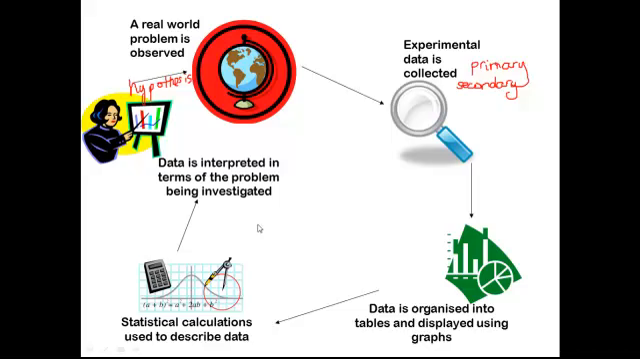Once we summarize the data, we then interpret it with respect to the problem that we first observed. So we might look at whether or not the data supports our hypothesis, or maybe actually our hypothesis was wrong and we need to go back and rethink what we were thinking. And from that, you'll see I've drawn another arrow here going from the data back to a real world problem being observed. So we might need to go back and refine our hypothesis or change it and start the whole process all over again.